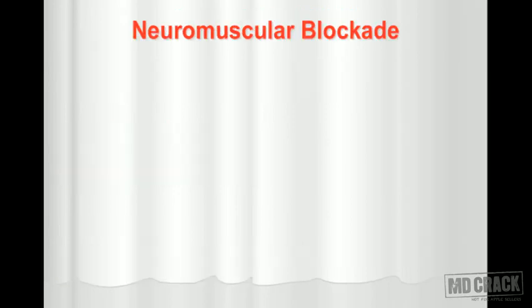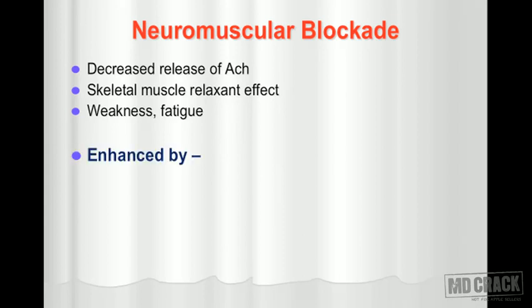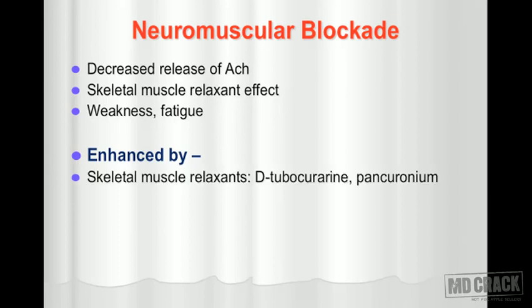We move on to the next toxicity, that's neuromuscular blockade. We already said the aminoglycosides have this particular adverse effect. They decrease the release of acetylcholine. There will be a skeletal muscle relaxant effect, and this can lead to weakness and fatigue in the patient. And this toxicity can be enhanced by certain agents, obviously, which are neuromuscular blockers. I hope you remember the neuromuscular blockers in the form of skeletal muscle relaxants written on this slide. The older one, D-tubocurarine, and amongst the newer ones, pancuronium.